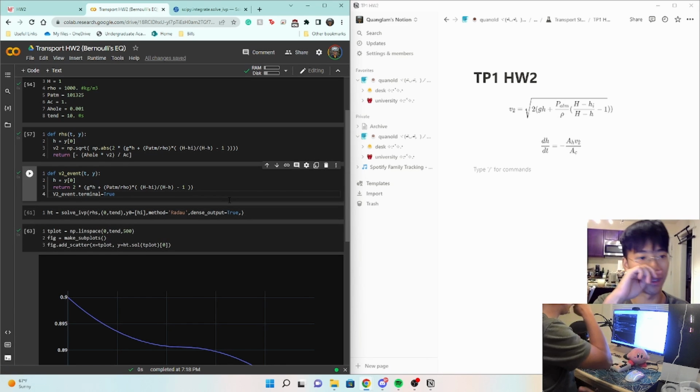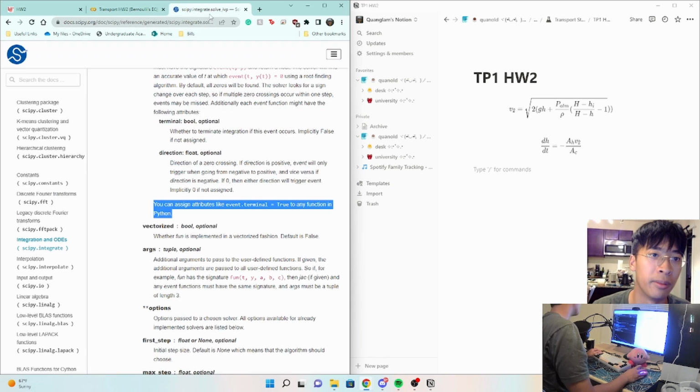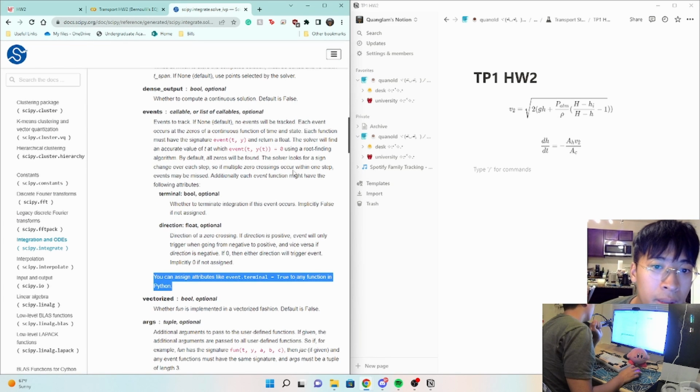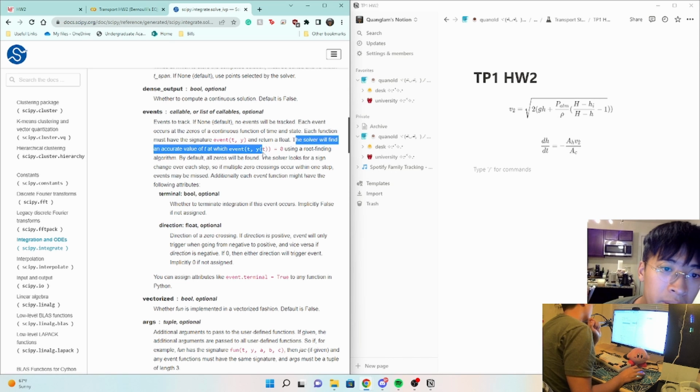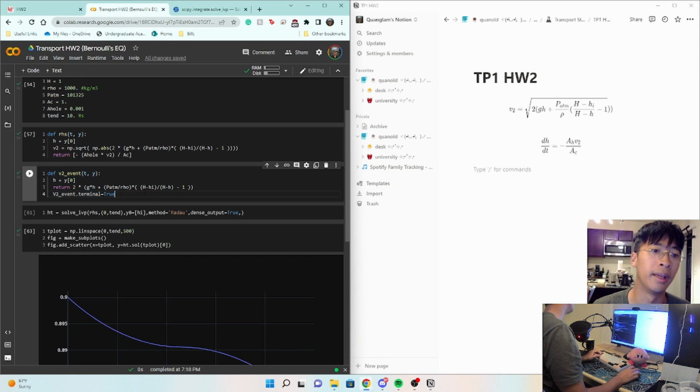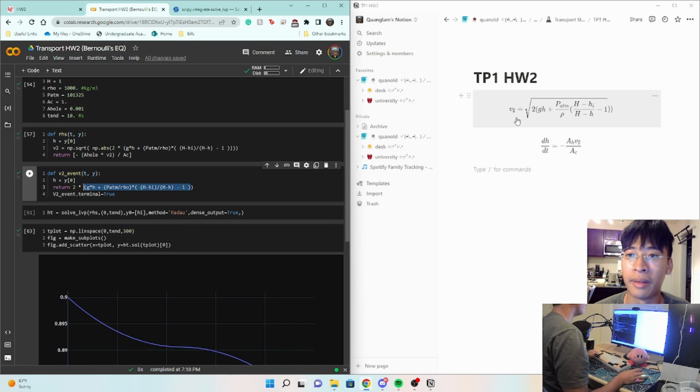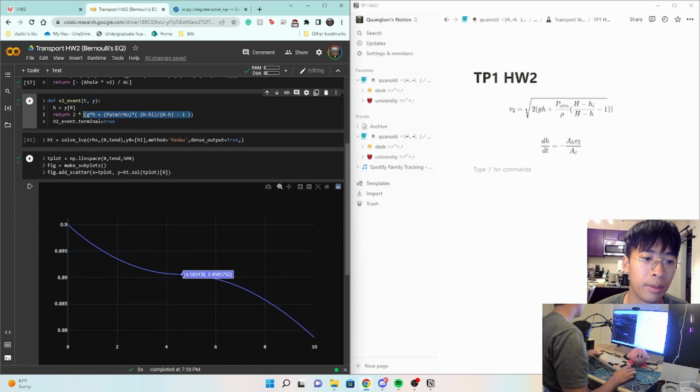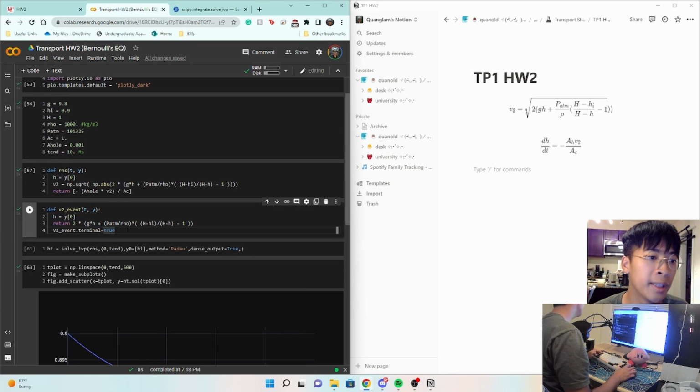So now we can use this event function. You notice that if you read it here, the solver will find an accurate value of t where event(t, y(t)) equals 0 using a root finding algorithm. So it's going to do what we wanted. It's going to find when this is 0 and it's going to stop the integration, right? So that way we can find, hey, where's the slope equal to 0? Where are we reaching steady state? Okay. So let's go off and input this event.